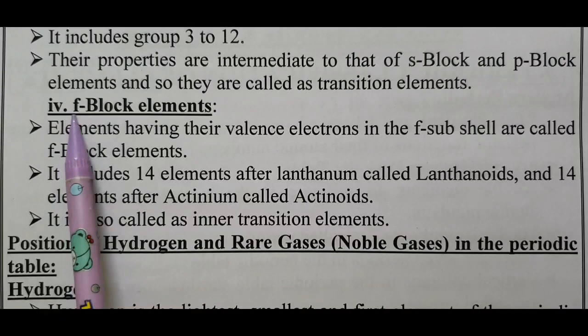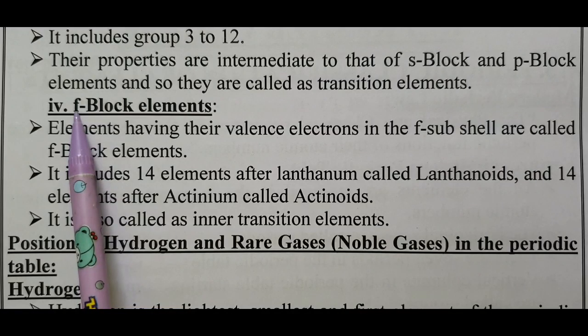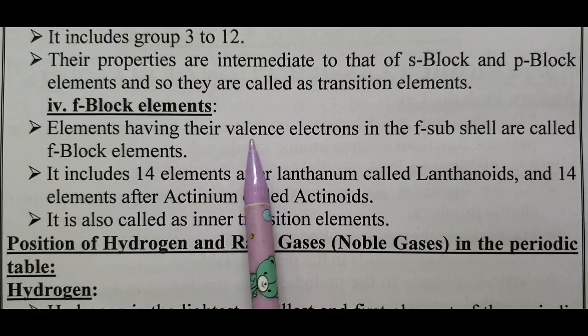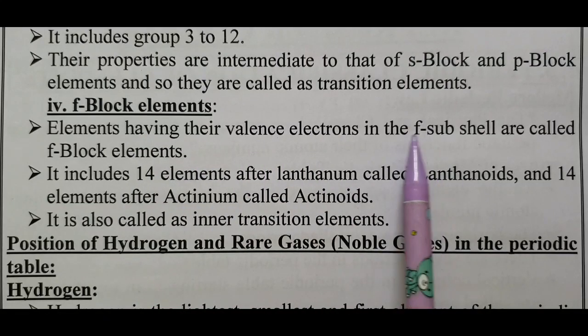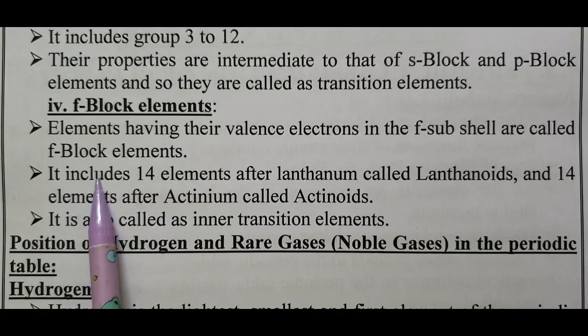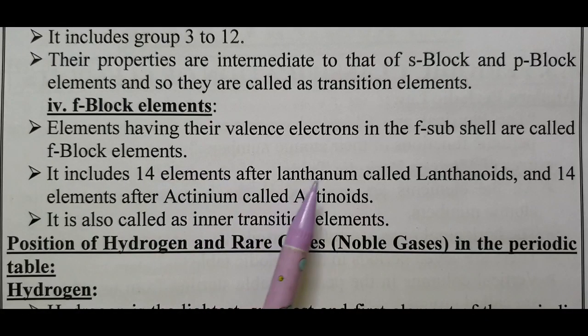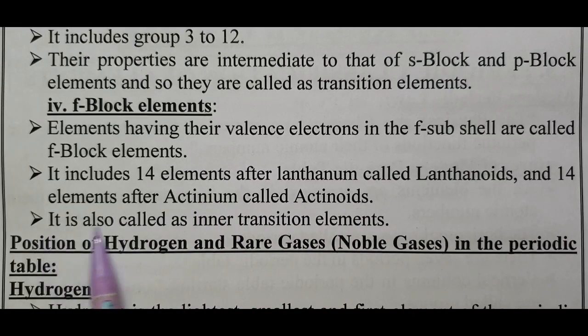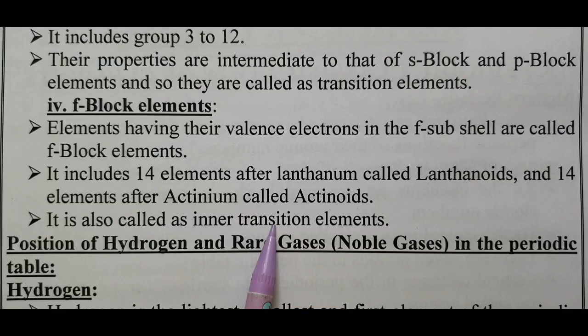Come to F block elements. In the F orbital, the maximum number of electrons is 14. Elements having their valence electrons in the F subshell are called F block elements. It includes 14 elements after lanthanum, called lanthanoids, and 14 elements after actinium, called actinoids. It is also called inner transition elements.